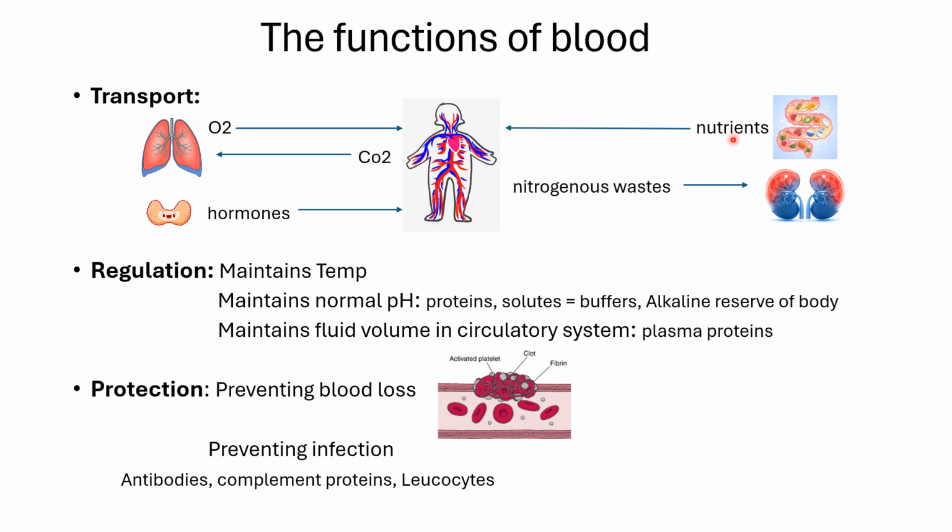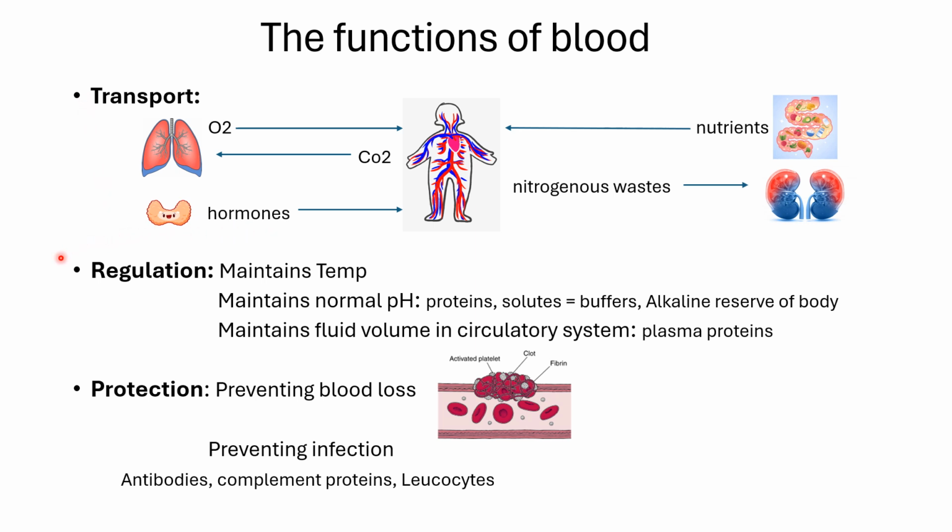Similarly, in the intestines, the nutrients are absorbed into the blood and then taken to different cells of the body. And nitrogenous wastes also enter the blood to be taken to the kidneys to be excreted. And as we already learned in lab exercise 1, hormones are chemical messengers which travel in the blood. So blood has many important functions.